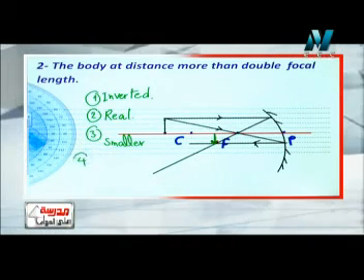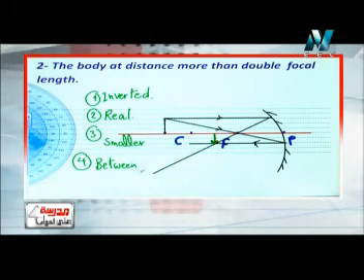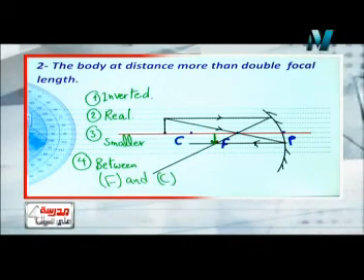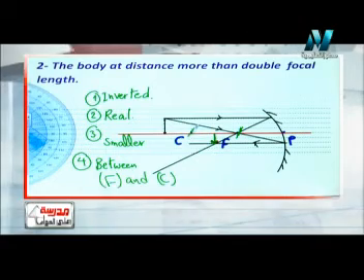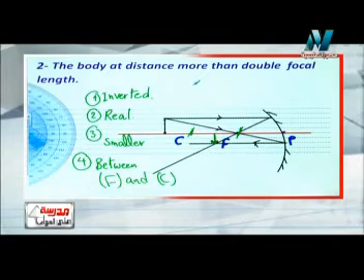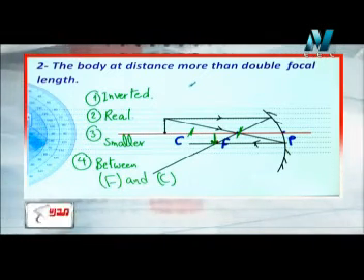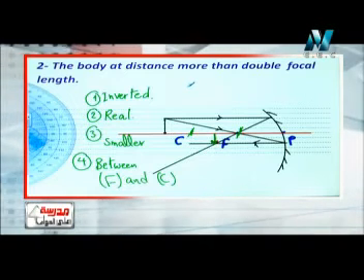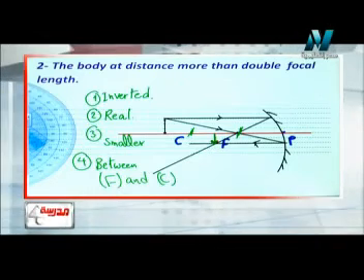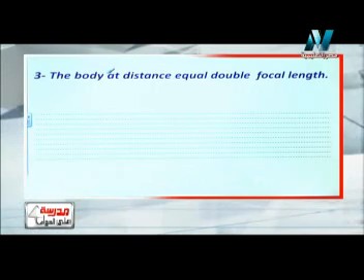Number 4, between F, focus, and center of curvature C. It's very easy to draw the image and to mention the properties of the image by using the first two rules of the behavior of the light rays through the concave mirrors. We have another one. Body at distance equal double focal length.